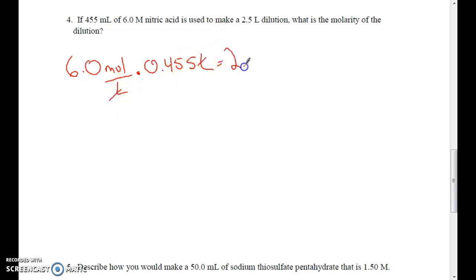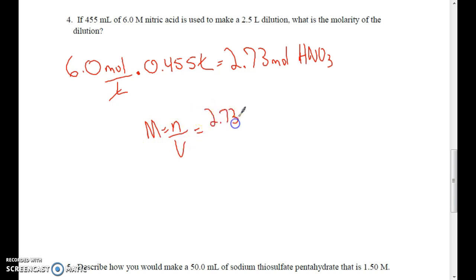What that's telling you is that there are 2.73 moles of HNO3 in that stock solution. So now, remember, molarity is moles divided by volume. So for the dilution, what happens is you have that 2.73 moles of nitric acid. You're adding enough water to bring it up to 2.5 liters. So that ends up being the new volume.